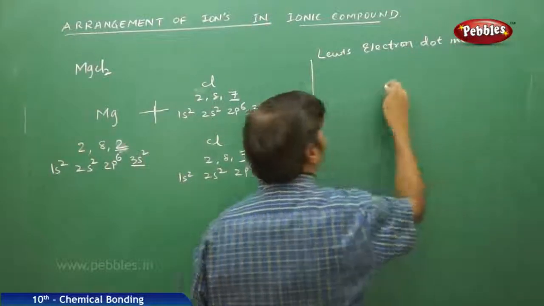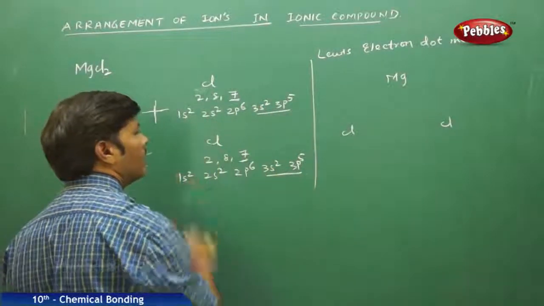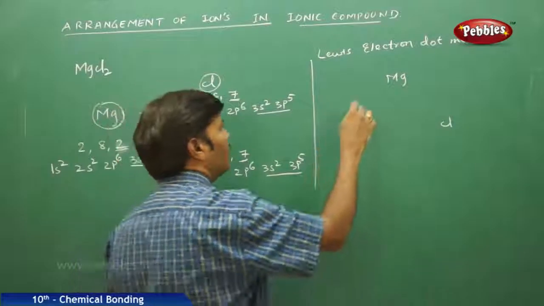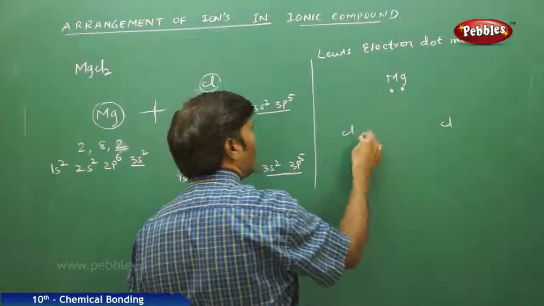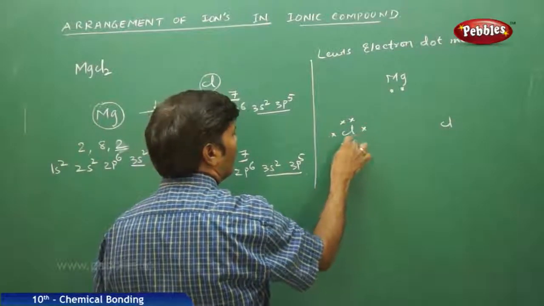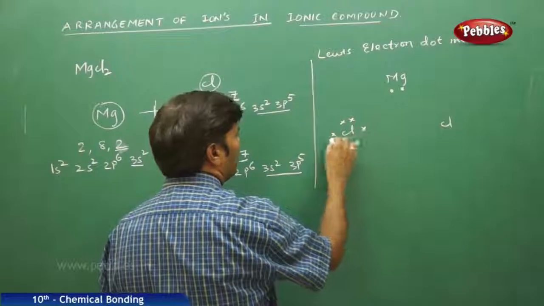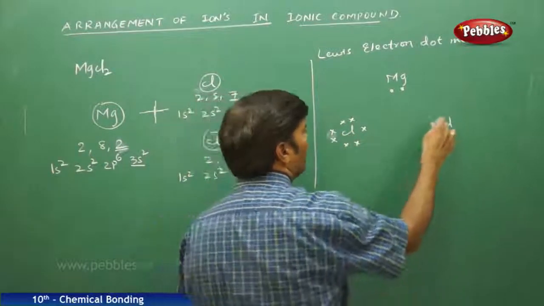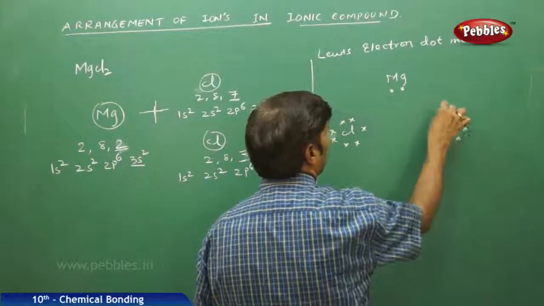So you take magnesium, chlorine, and chlorine. Here you have 7 valence electrons, and here also 7 valence electrons for both the chlorines: first chlorine, second chlorine, magnesium. For magnesium we have 2 valence electrons, so I am taking 2 dots over here. For each chlorine we have 7 valence electrons, so 1, 2, 3, 4, 5, 6 and 7. Here also 1, 2, 3, 4, 5, 6 and 7.